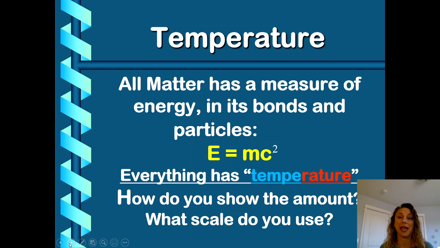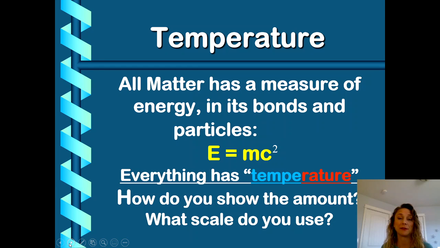All matter then has a measure of energy, okay? Or it wouldn't be matter at all. So where's energy? That energy is in its bonds between atoms and in the atoms themselves and the particles themselves. So to exemplify that, energy, E equals mc squared. Energy is mass times the speed of light squared. That's what that little c is. So that's Einstein's theory, and how he came up with that equation is super complicated. But yeah, matter is just a form of energy.